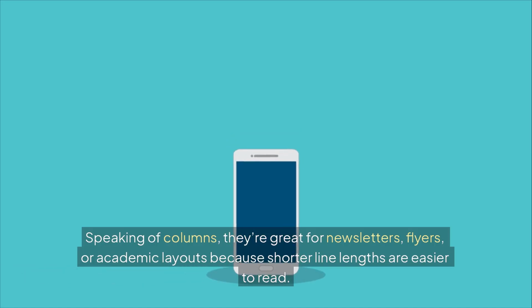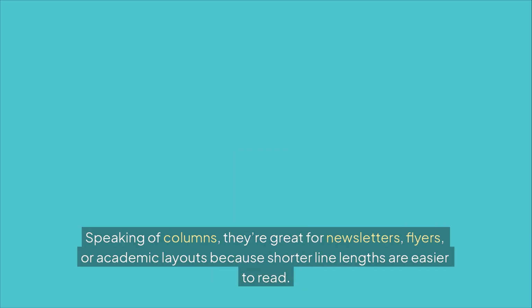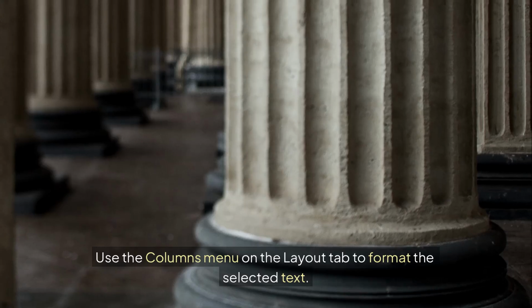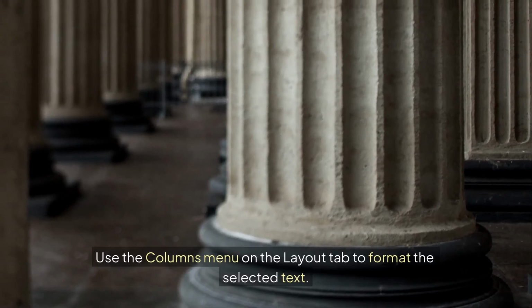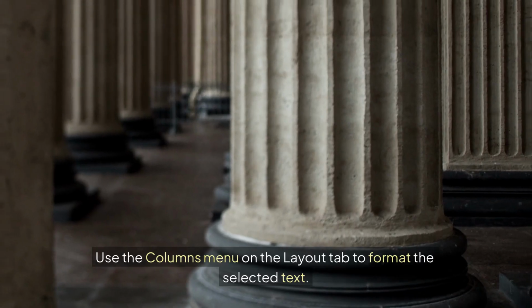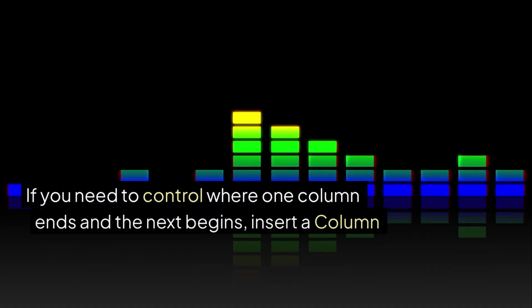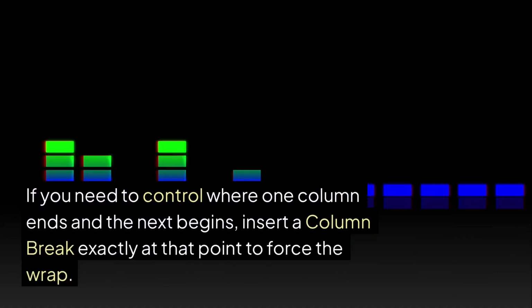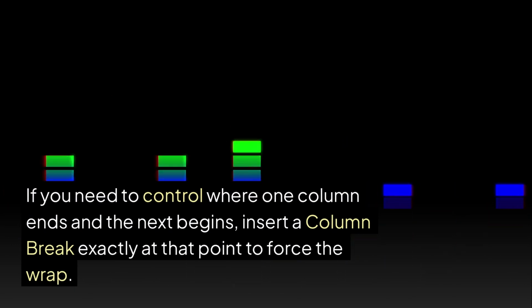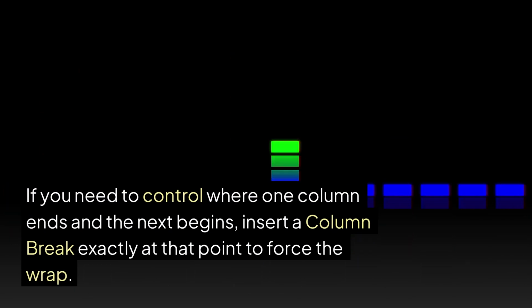Speaking of columns, they're great for newsletters, flyers, or academic layouts because shorter line lengths are easier to read. Use the Columns menu on the Layout tab to format the selected text. If you need to control where one column ends and the next begins, insert a column break exactly at that point to force the wrap.